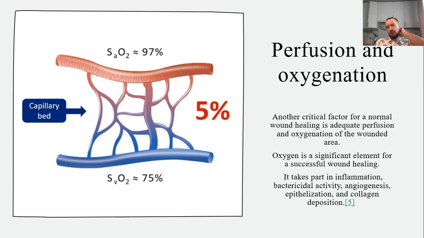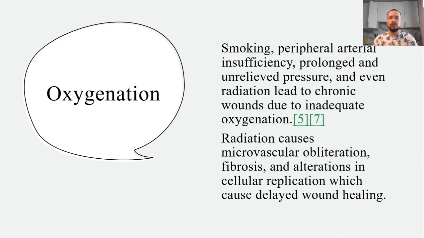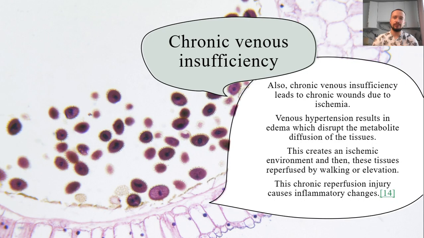Another critical factor for normal wound healing is adequate perfusion and oxygenation of the wounded area. Oxygen is a significant element for successful wound healing. It takes part in inflammation, bactericidal activity, angiogenesis, epithelialization, and collagen deposition. Smoking, peripheral arterial insufficiency, prolonged and unrelieved pressure, and even radiation lead to chronic wounds due to inadequate oxygenation. Radiation causes microvascular obliteration, fibrosis, and alterations in cellular replication, which cause delayed wound healing.